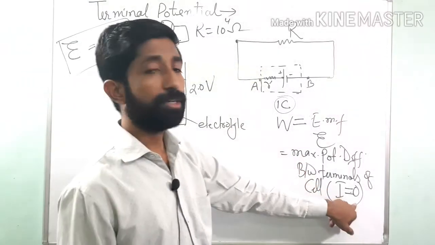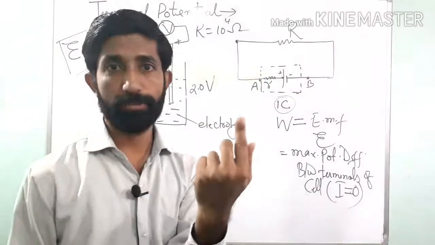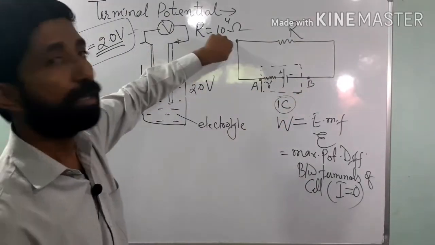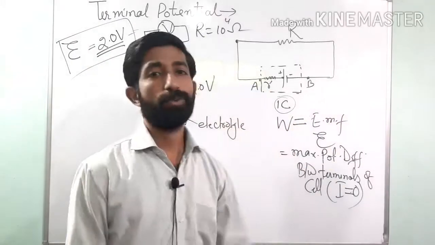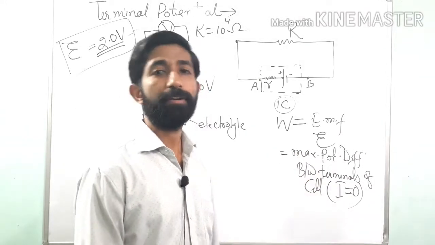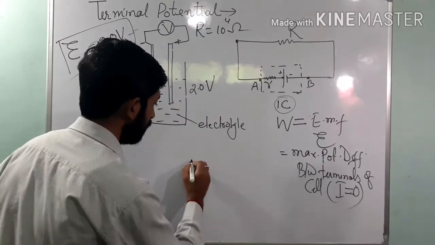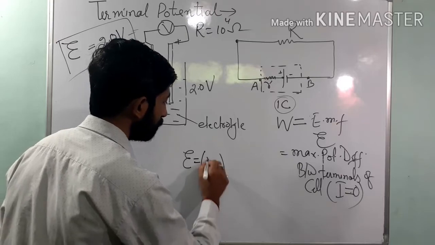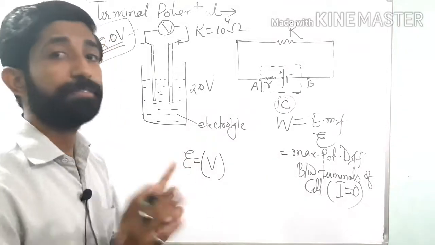So, if current is not being drawn, the total amount of work done in moving a unit charge from any point, making a complete round back to that particular point, is defined as the total work done, and that work done is known as the EMF of a cell. Actually, this formula comes from the relation that EMF is a kind of what? Voltage. You must know it as EMF, electromotive force.